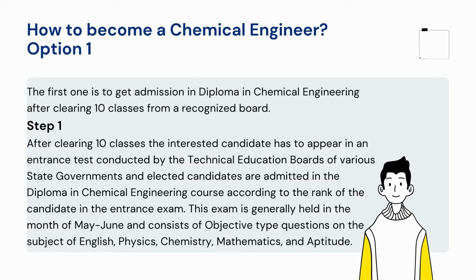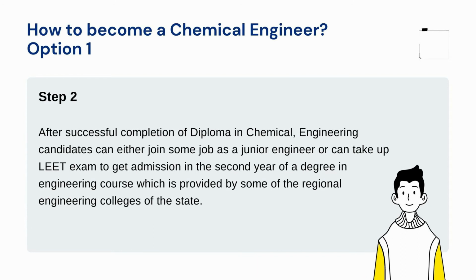This exam is generally held in the month of May-June and consists of objective type questions on the subjects of English, physics, chemistry, mathematics and aptitude. Step 2. After successful completion of the diploma in chemical engineering, candidates can either join some job as a junior engineer or can take up the lateral entry exam to get admission in the second year of a degree in engineering course, which is provided by some of the regional engineering colleges of the state.